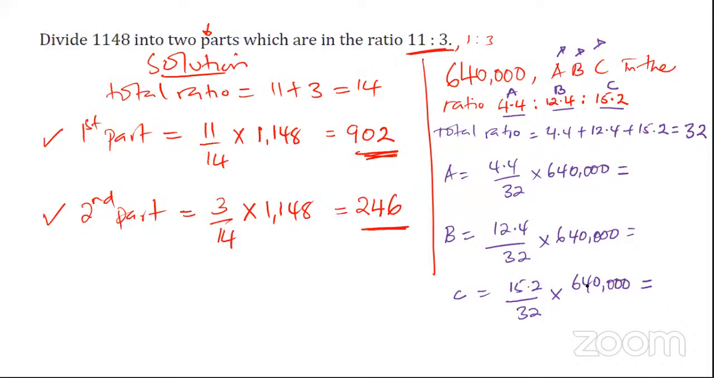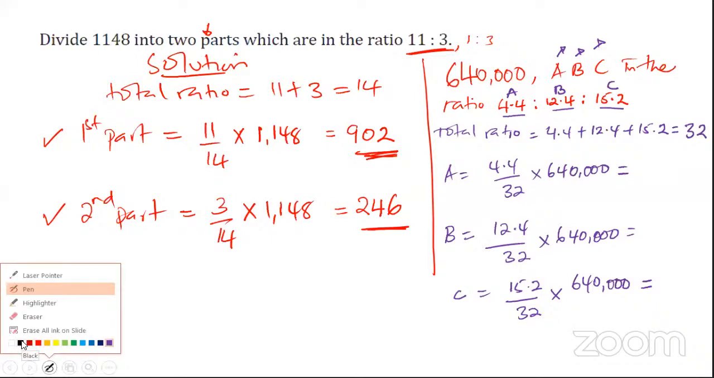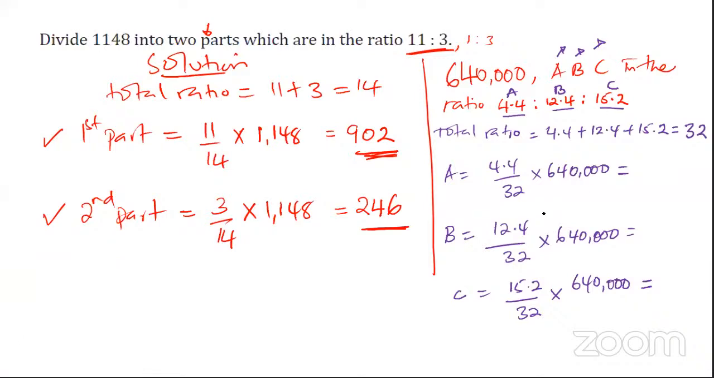So I think that is easier now. Becomes easy now. So rule number one, get the total ratio. Once you get the total ratio, then you start. So what has A got? Those of you who are calculating with us, what has A got? Type your answer.